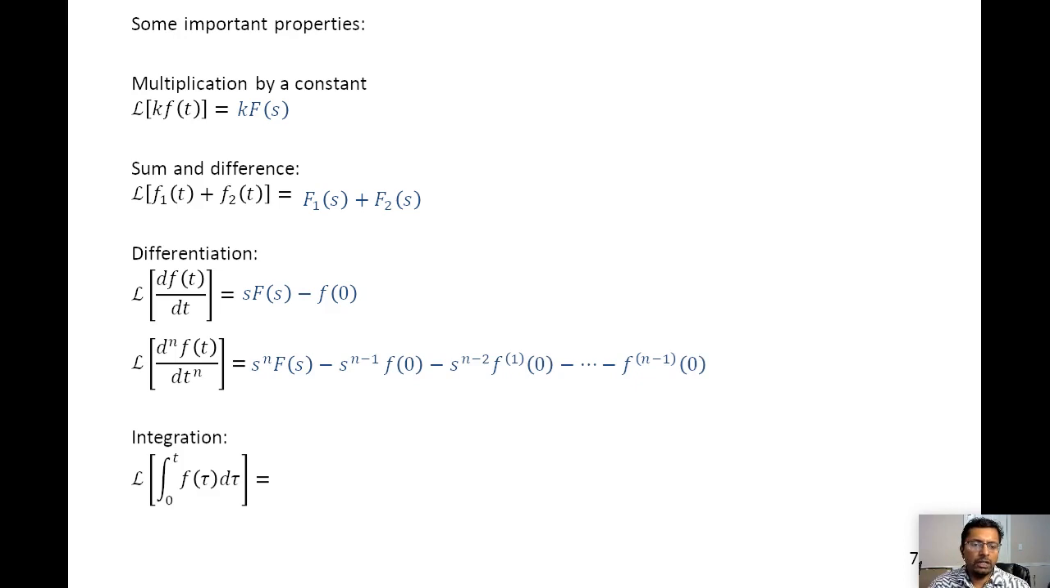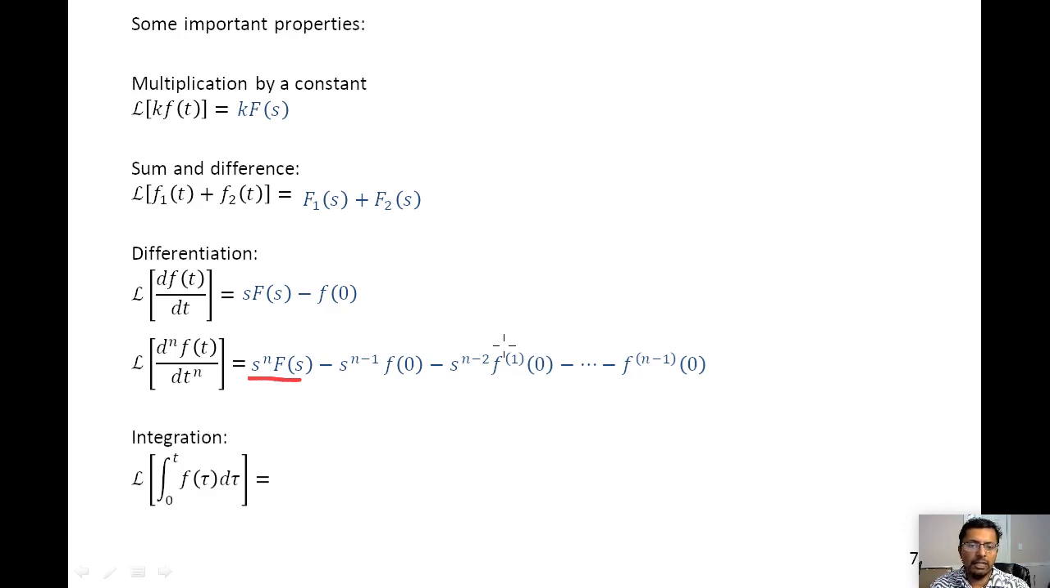So this first term is the only one that has capital F. The rest of the terms that follow are going to be the derivatives of little f of t. So we basically have s to the n F of s minus s to the n minus 1 f of 0, which is the actual value at time equal to 0, minus s to the n minus 2 times f of 1.